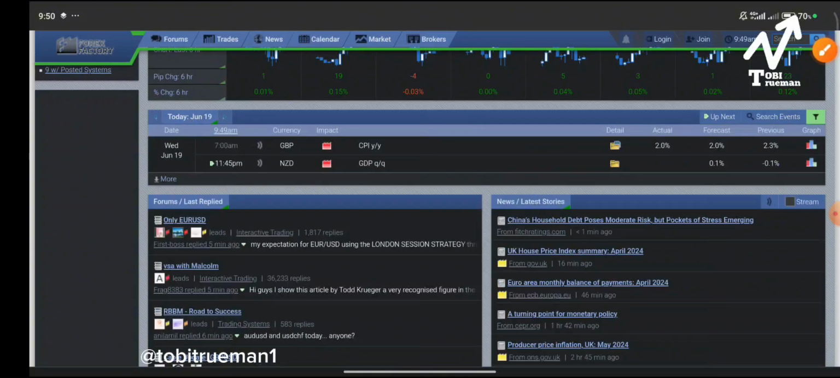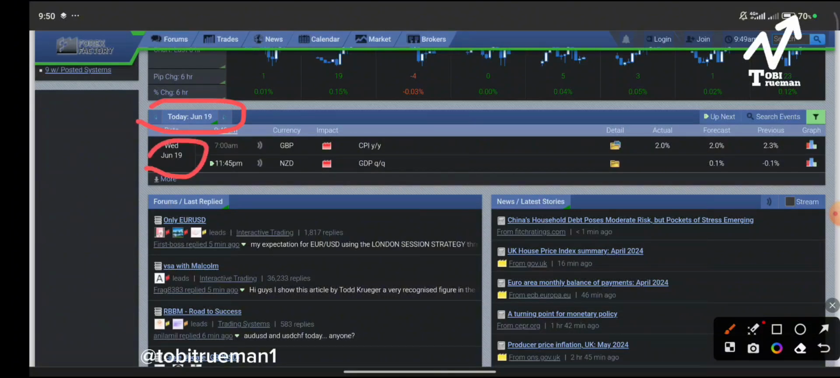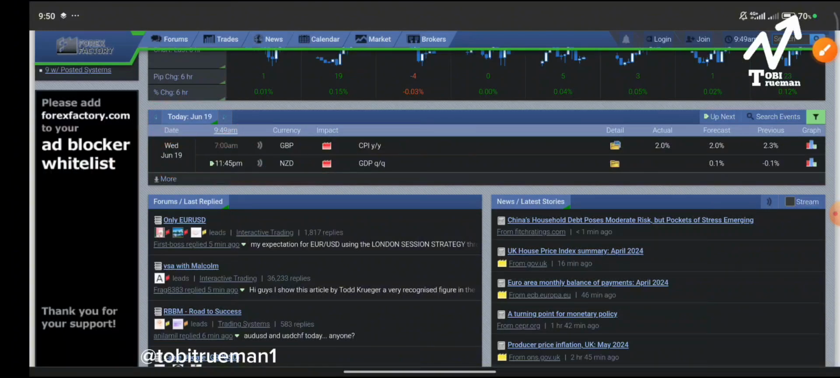Then when you click on apply filter, any important news for the day, it will show you. Today is what? June 19, that's on Wednesday. You can see that the important news that will be coming up is 11:45 p.m. That's for NZD pairs. Any pair that has NZD in it, this news may affect it.